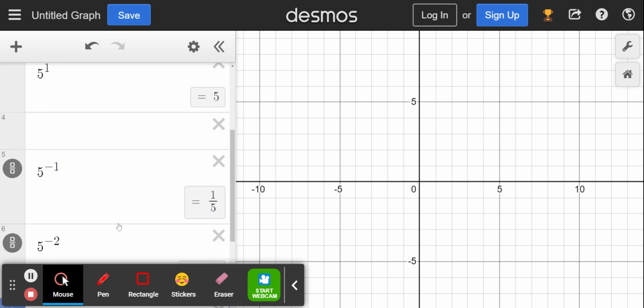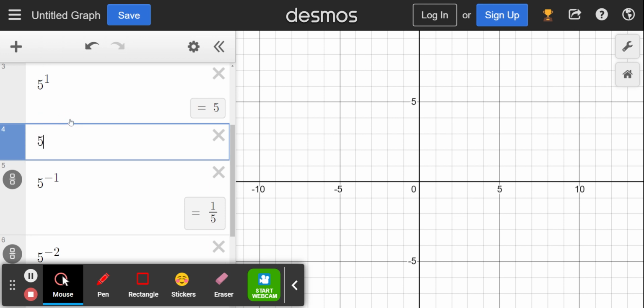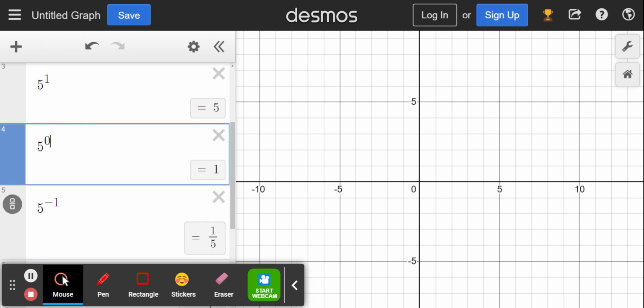5 to the 0 is in between these two things. So if you go in between these two numbers, right? If this is going to be 5, this is going to be 1/5, right? In between would be 1. Okay.